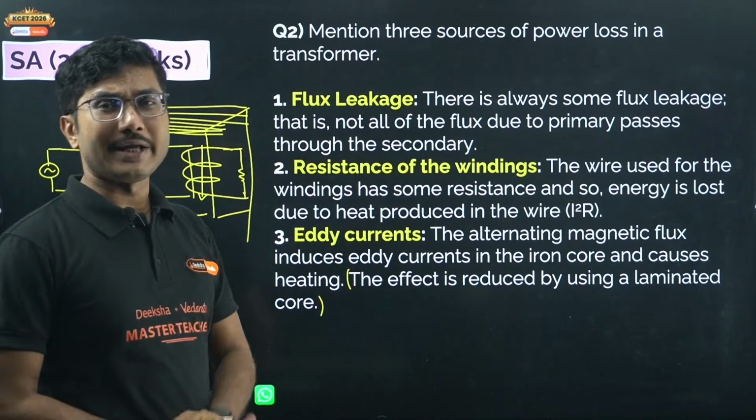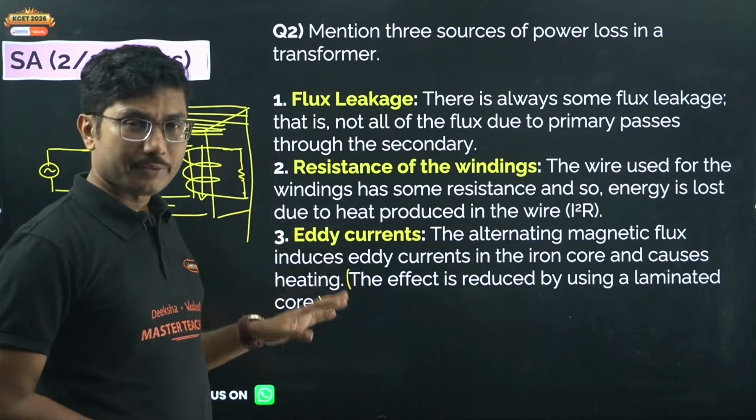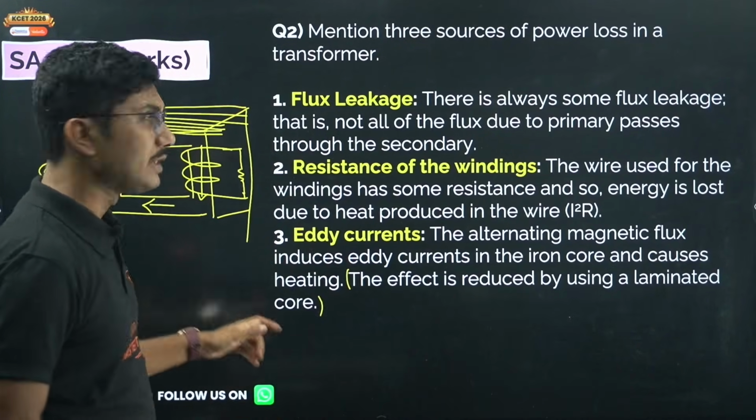So these are the three main power losses in a transformer. Any two might come, or three of them also might come. So you have to remember all these three.